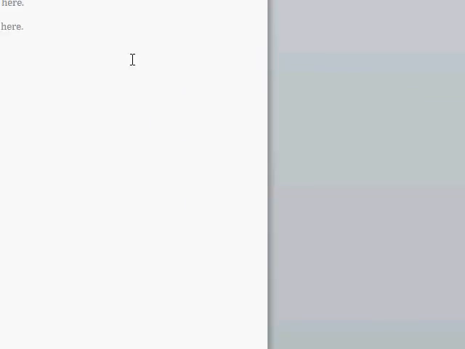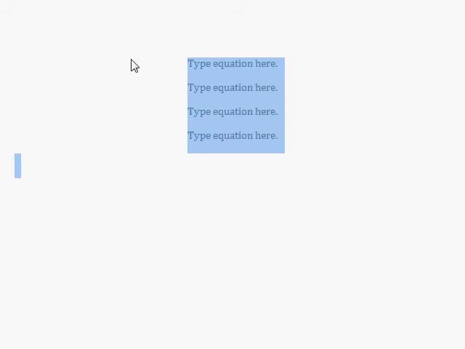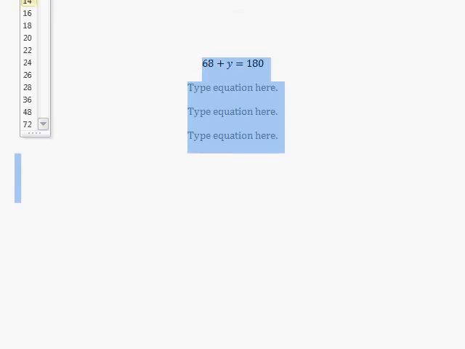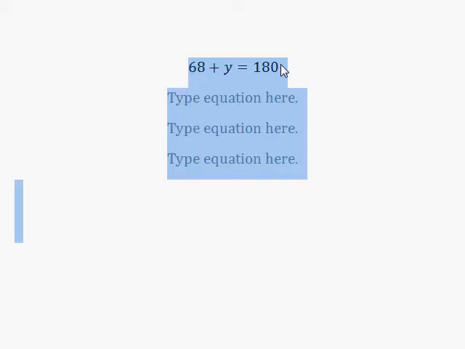So let's write that as an equation. We'll write 68 plus something. Let's call that something Y, because that's what we're trying to find and we know they're equal, is equal to 180. So 68 plus Y is equal to 180.